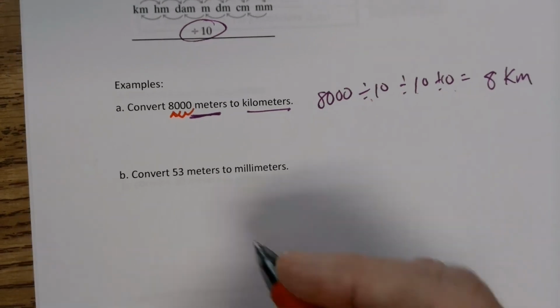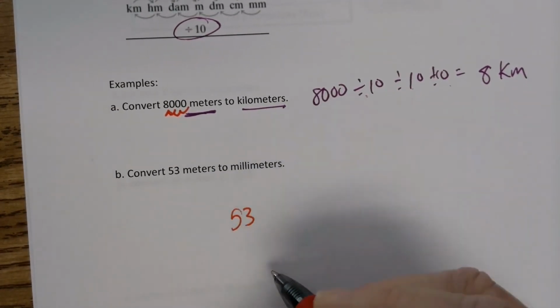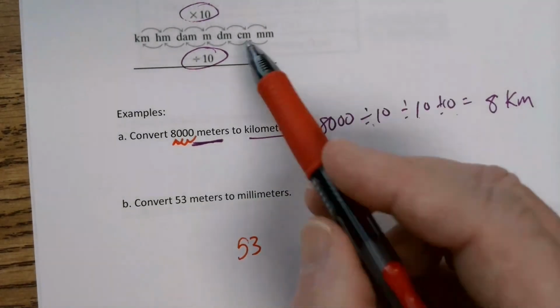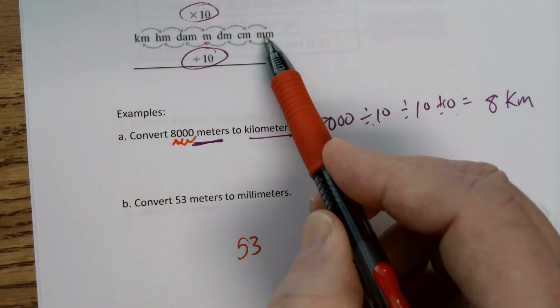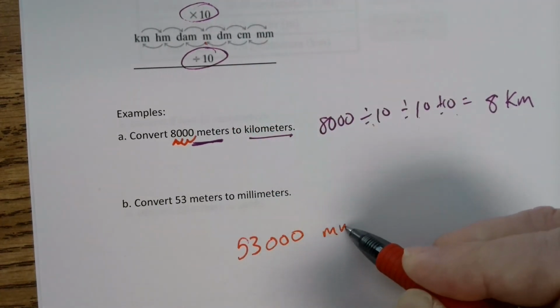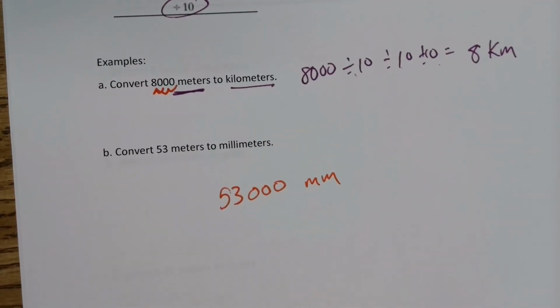All right, so 53 meters to millimeters. How many times am I going to move the decimal point? 3. I'm at meters, I'm going to go to millimeters. 1, 2, 3. .053? No, wait, go the other way.